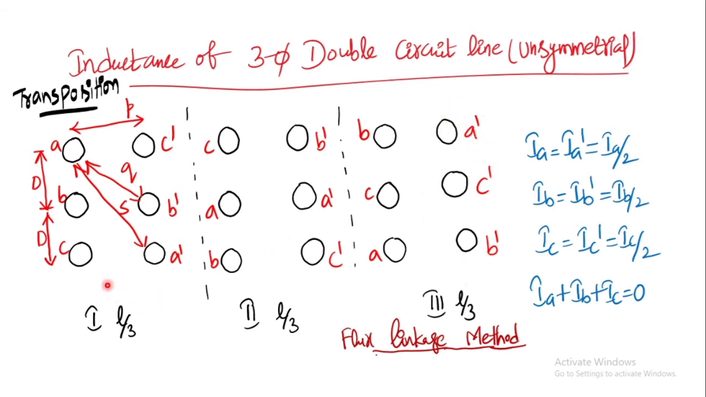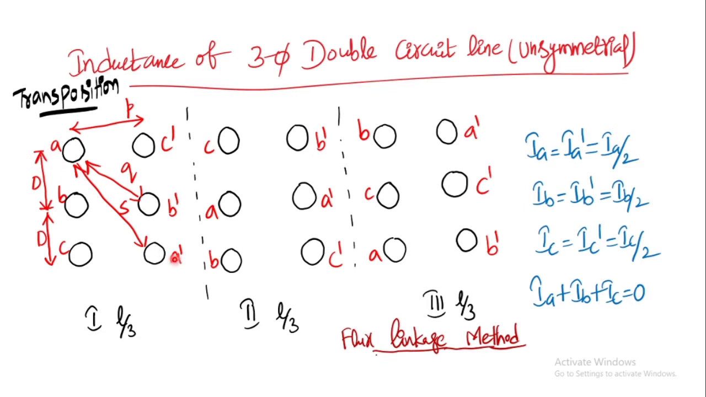So, for the first L by 3 distance, this is the arrangement of conductors, and for the second L by 3 distance, this is the arrangement, and for the third L by 3 distance, this is the arrangement. This complete process is called a complete transposition cycle. This is one third of the transposition cycle. This is the second part of the transposition cycle, and this is the third part of the transposition cycle. And we need to keep in mind these facts, right?